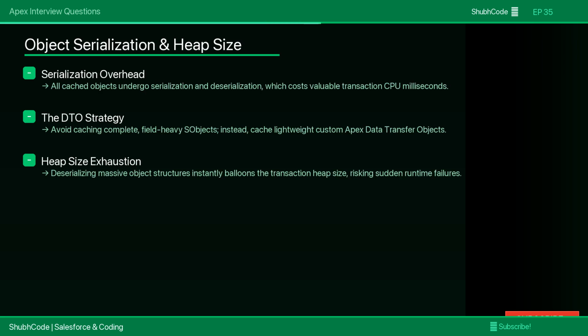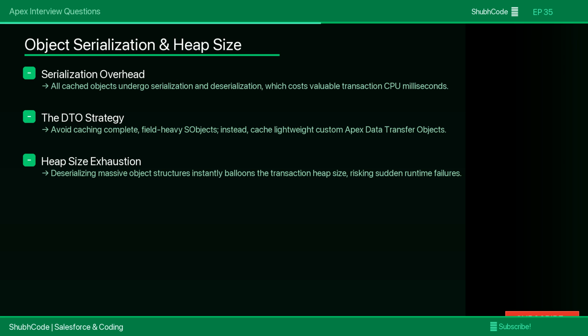While platform cache is incredibly fast, it is not a free pass to store whatever you want. There are massive architectural gotchas around serialization and the Apex heap limit. When you call partition.put, Salesforce does not store a live reference to your Apex object in memory. Instead, it serializes your object into a byte stream and saves it. When you call partition.get, it deserializes it back into a new object instance.